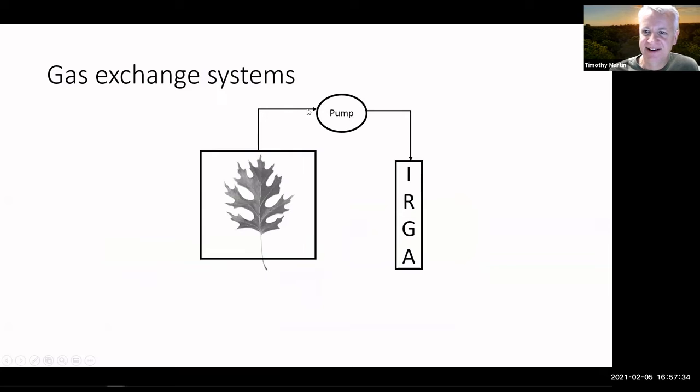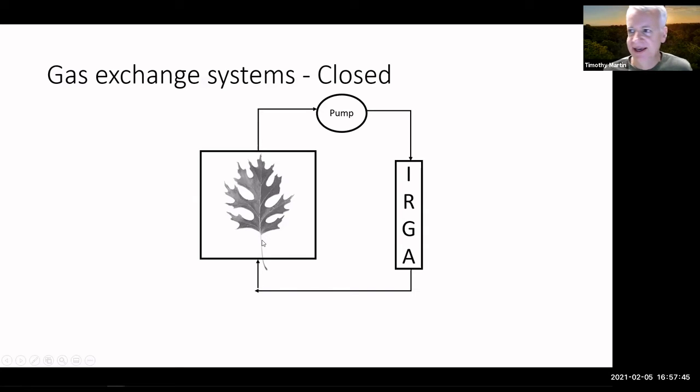So we take gas out of the chamber using a pump and pump it through an infrared gas analyzer. And then let's say we then take the gas from that infrared gas analyzer and put it back into that chamber. This is what we call a closed system. So in a closed system, we have a leaf in a chamber. We're pumping air out of the chamber through an infrared gas analyzer and then back into the chamber. So that air is just recirculating through this closed system.